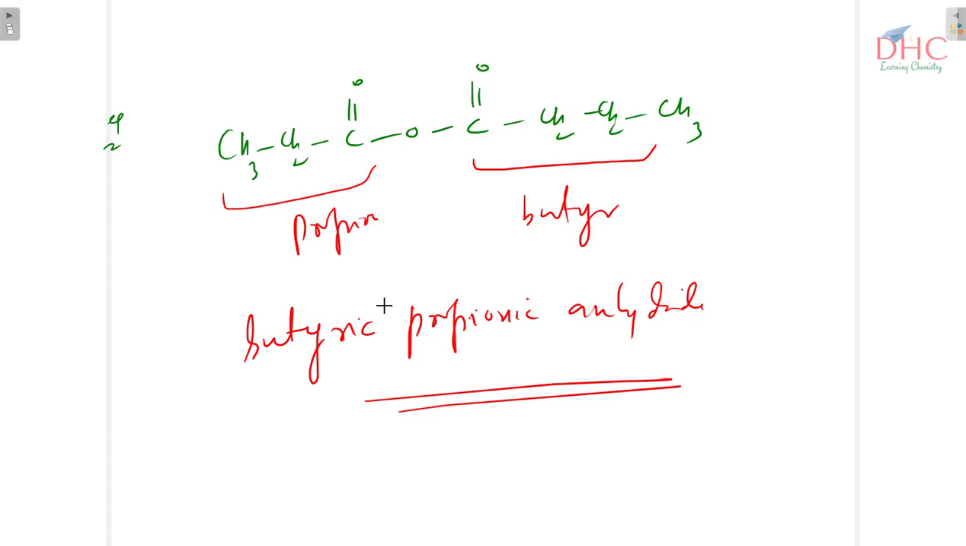With this, I hopefully assume that we have finished the common system of naming organic compounds. In the next segment, hopefully that will be general organic chemistry chapter 2, we will discuss the IUPAC system of naming organic compounds.